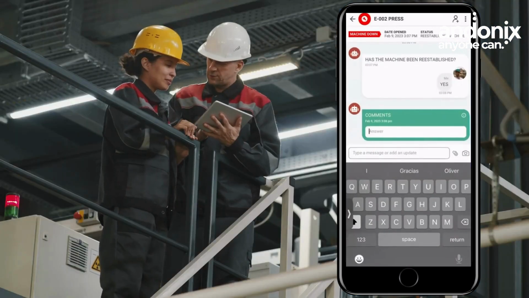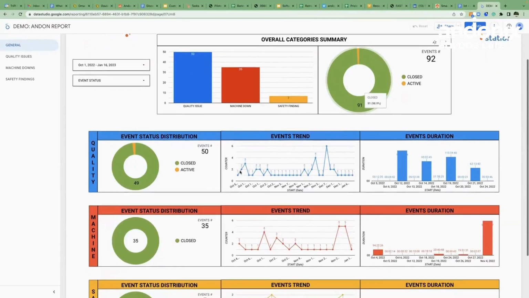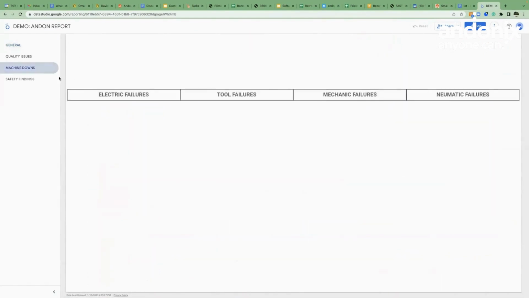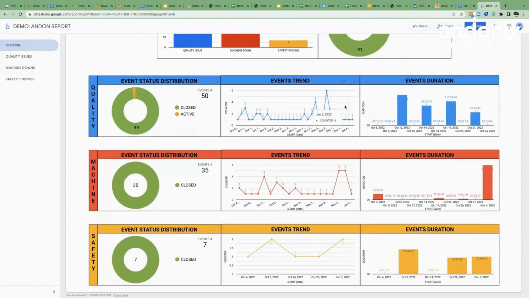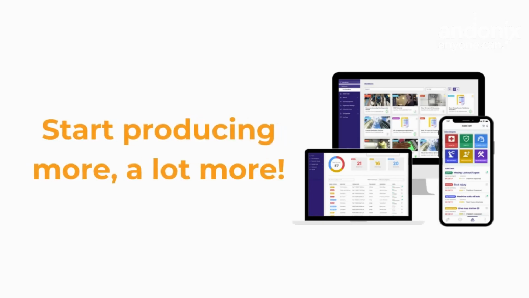Don't think about it anymore and take your factory to the next level. With Andonix, you can get the most out of your machines and improve your production indicators in just days. Adopt this cutting-edge technology from Andonix today and start producing more, a lot more.